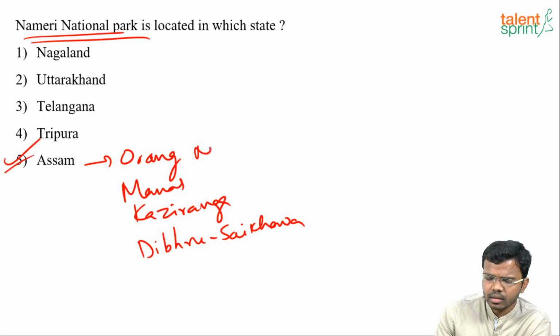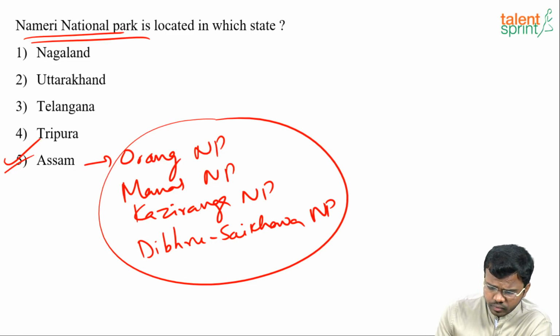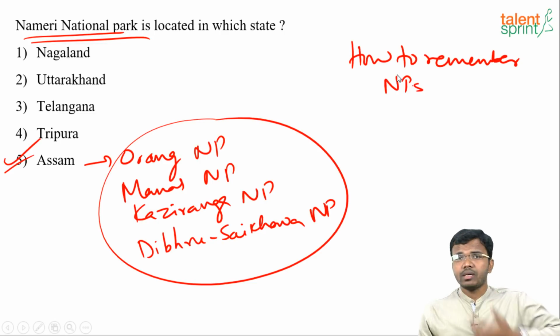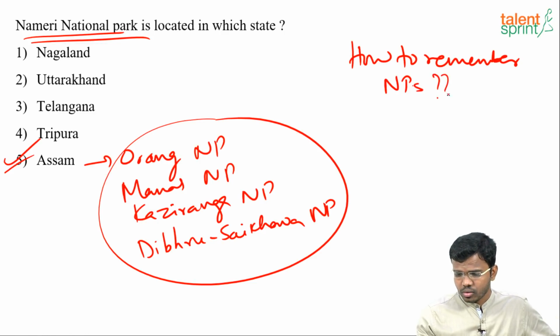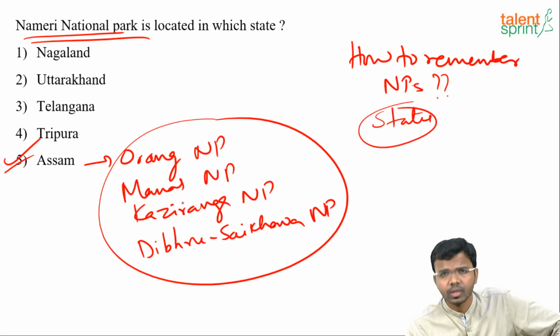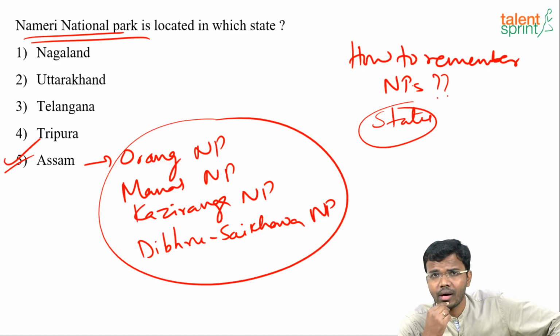Okay, all these are the national parks which are available in Assam. Okay, clear? So how to remember the national parks is the question which rotates in every student's mind, right? So how to remember means you have to remember through the states. Take a map, note down the national parks of different states. So recall them along with the state. Record once or twice based upon your memory power.